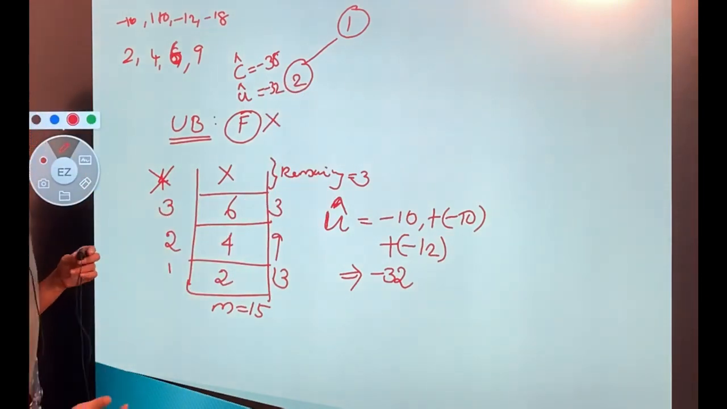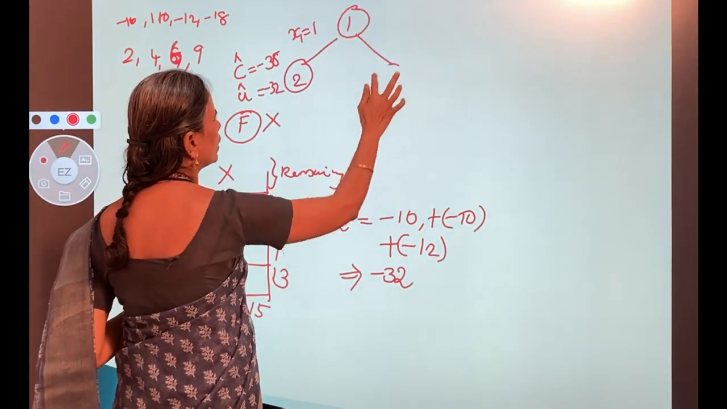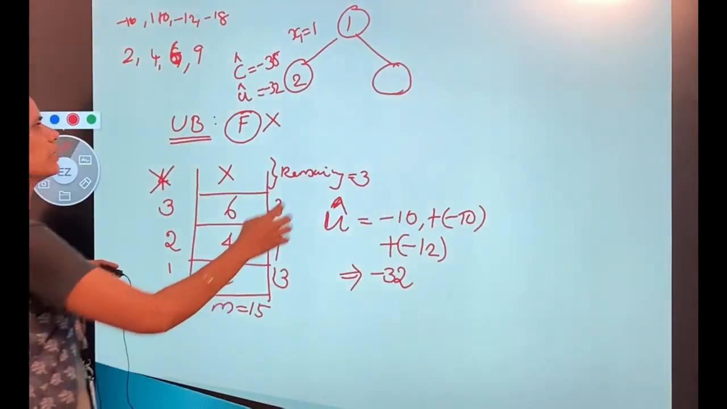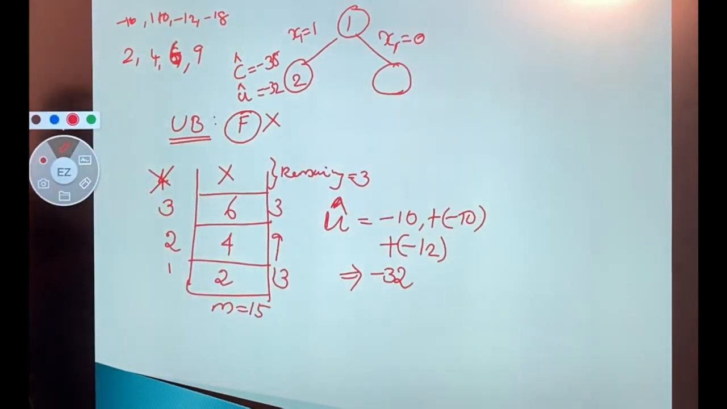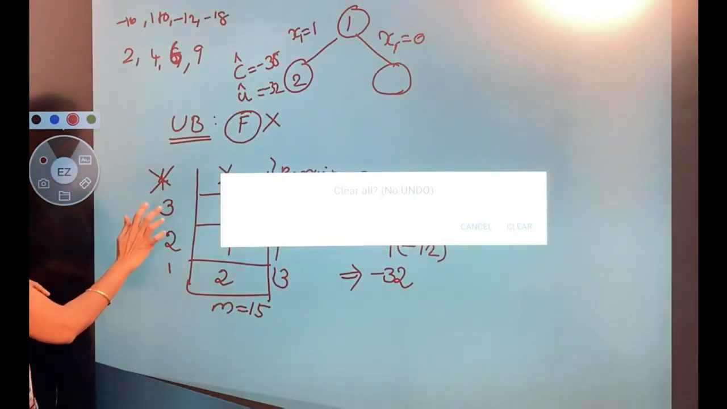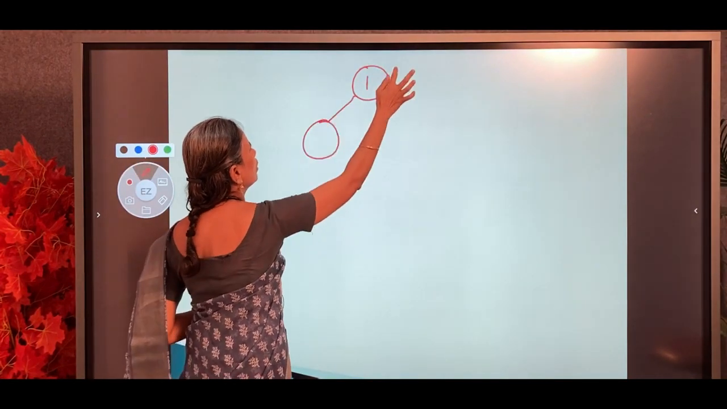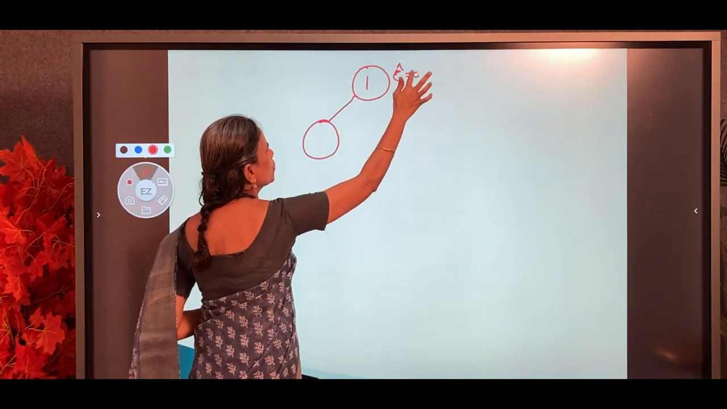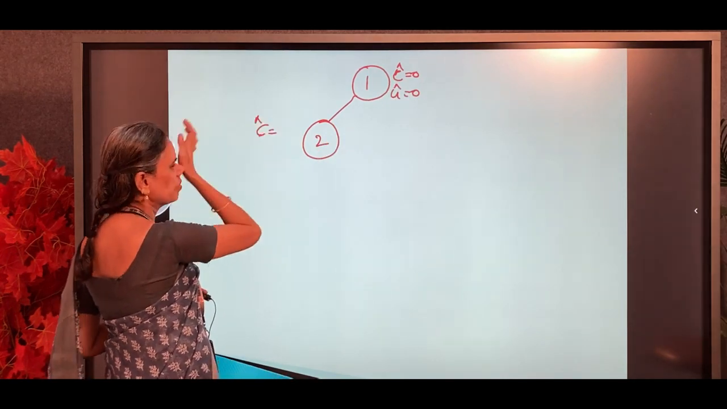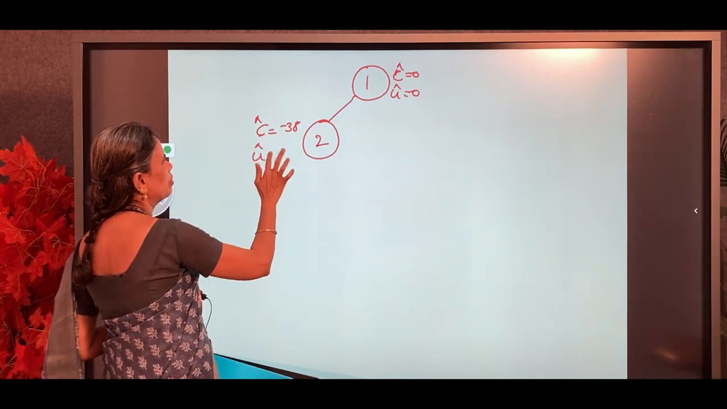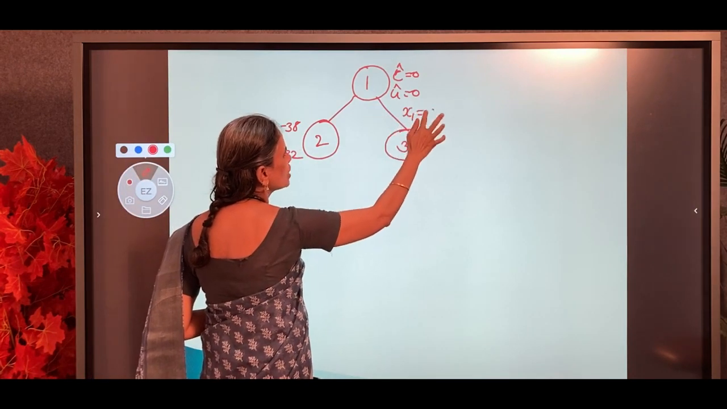Next, in the same way we can find it for node 3. Here we considered object 1, that is, the object is included in the bag. On the right hand side we are not including object 1, so we consider x1 equal to 0. For node 1, the lower bound will be 0 and the upper bound will be 0. For node 2, the lower bound is minus 38 and the upper bound is minus 32. Now we can explore node 3.